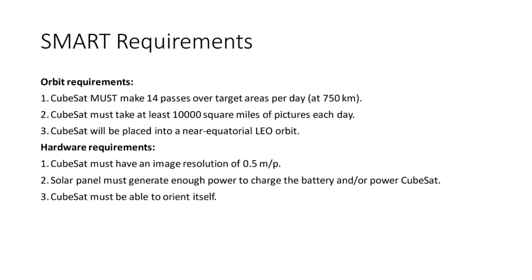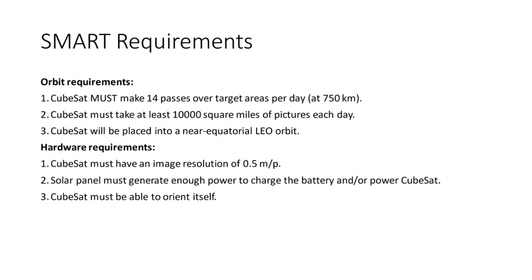After analyzing our mission, we decided on our orbital requirements. We decided that the minimum useful amount of data could be collected by 14 passes over the target area. The CubeSat will take 10 square miles of pictures each day. After analyzing different orbits, we decided that we would gather the best data in low Earth orbit.